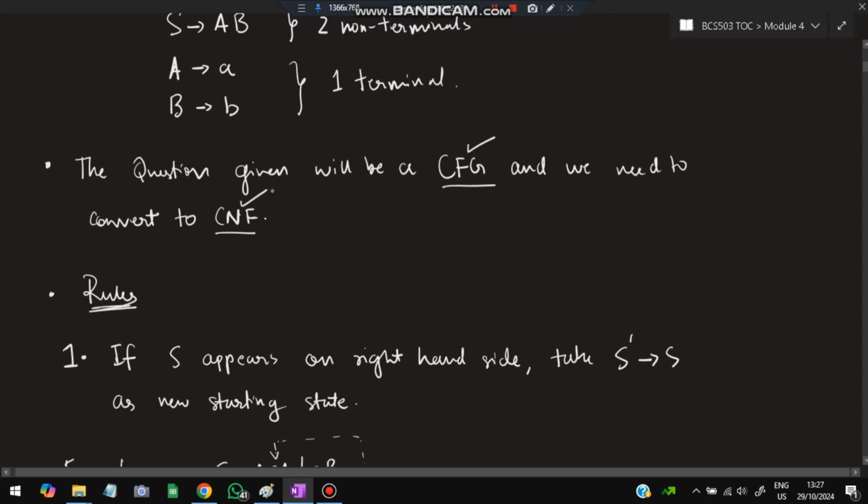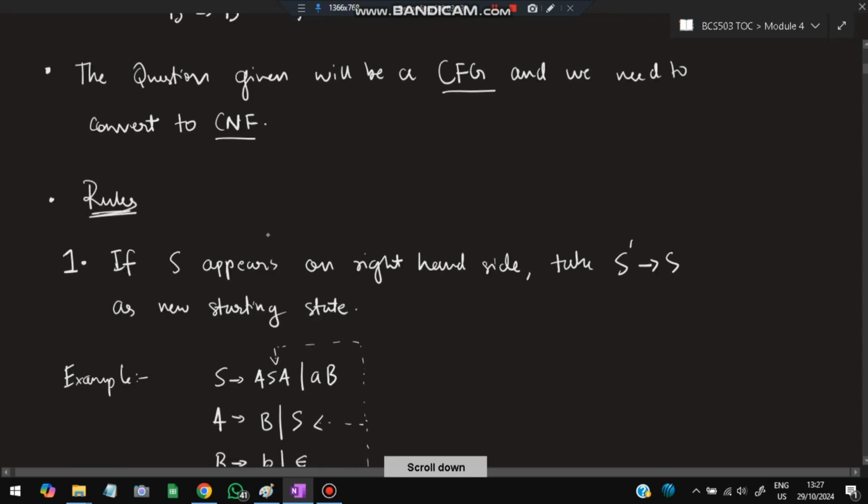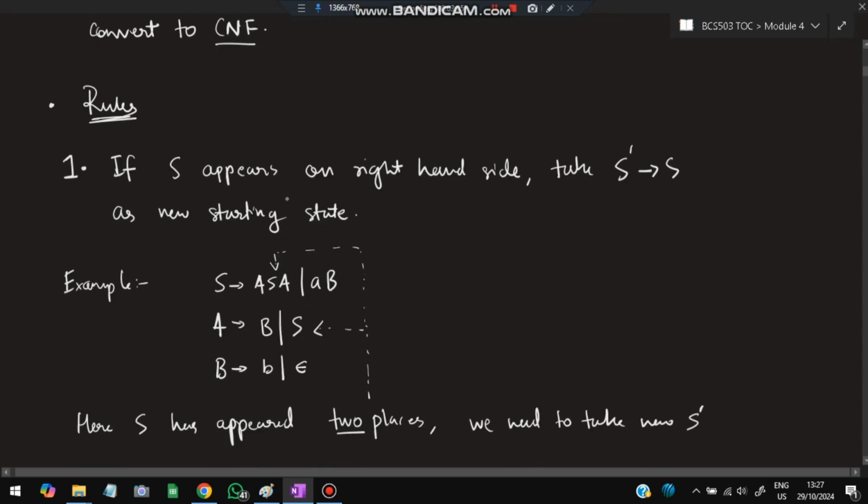There are a few rules present. 5 rules are there. Let's understand each rule one by one. The first rule is you have to go in the same order. If S appears on the right hand side, take S dash goes to S as a new starting state.